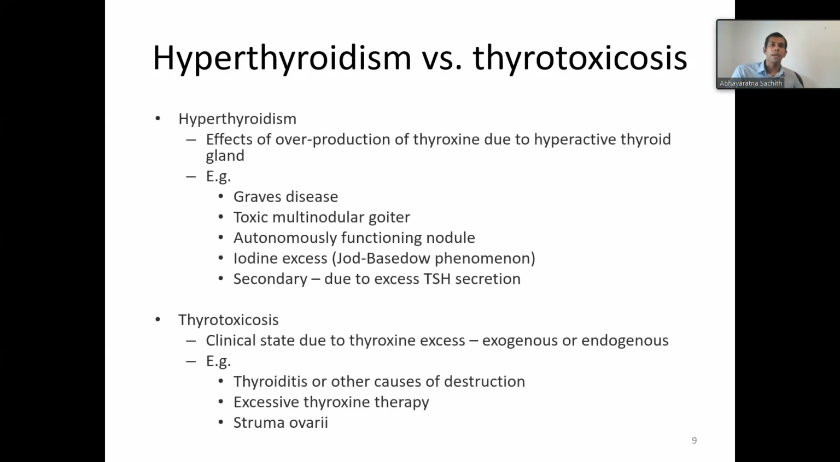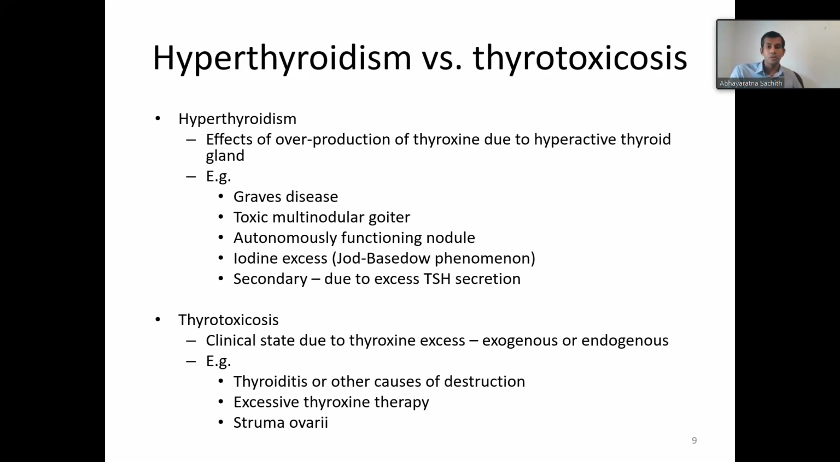Okay, yeah, correct. So when you say hyperthyroidism, the effects are due to increased thyroxine, due to overproduction of thyroxine from the hyperactive thyroid gland. When you say thyrotoxicosis, it's the clinical state of thyroxine excess. It could be endogenous or exogenous. So even if you give thyroxine from outside, you get thyrotoxicosis rather than hyperthyroidism.